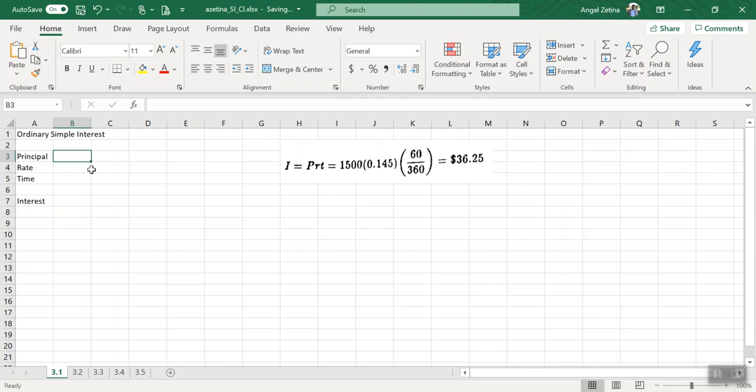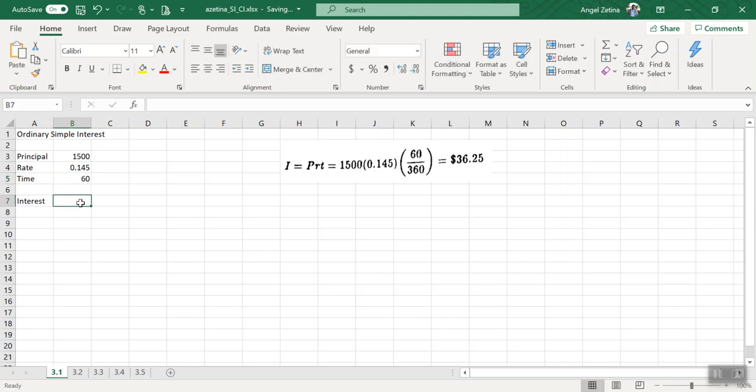According to the question, we have to find the ordinary unexact simple interest on a 60-day loan of $1,500 at 14.5%. Right, so let's enter the principal, which is 1,500. I will format the cells right now. The rate, to enter the rate, I need to convert the 14.5% as a decimal. So I will enter 0.145, and then the time, which is 60 days.